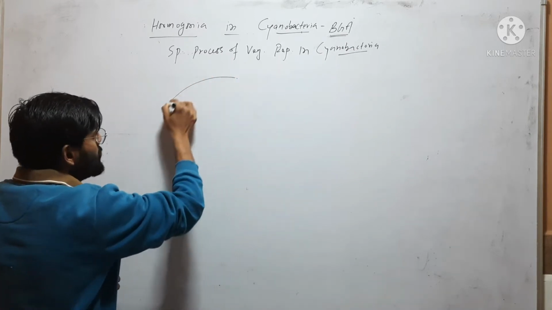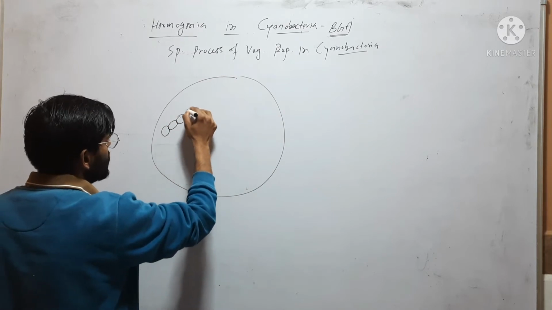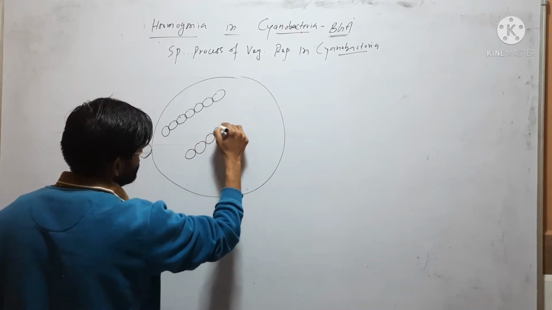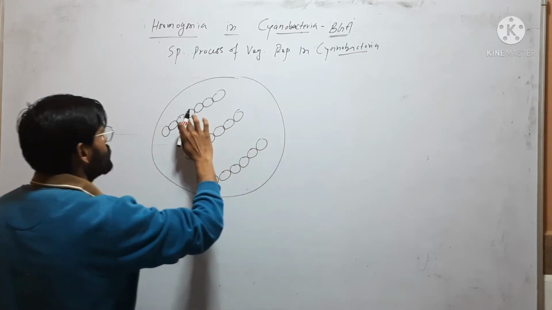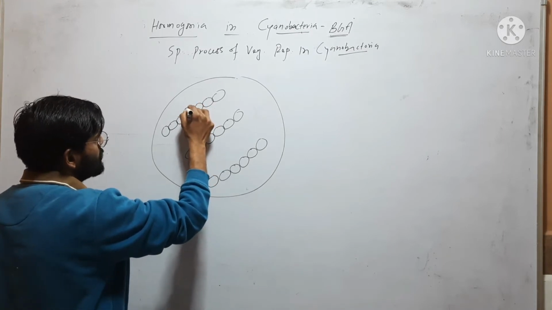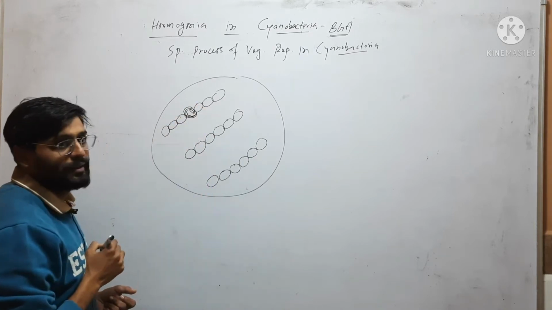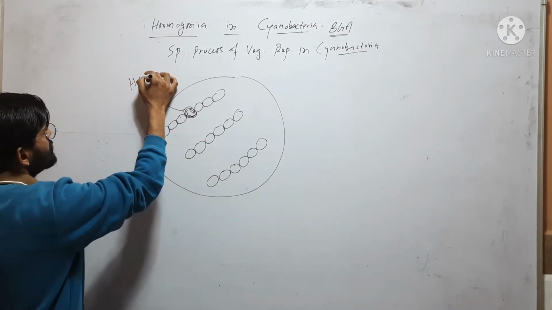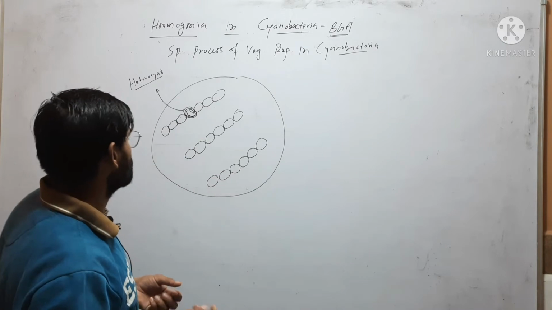So this is a colony of nostoc. Here many filaments of nostoc are there. We know that in nostoc filament some cells are thick-walled. These cells are called heterocyst. They have nitrogenase enzyme, so they fix nitrogen.